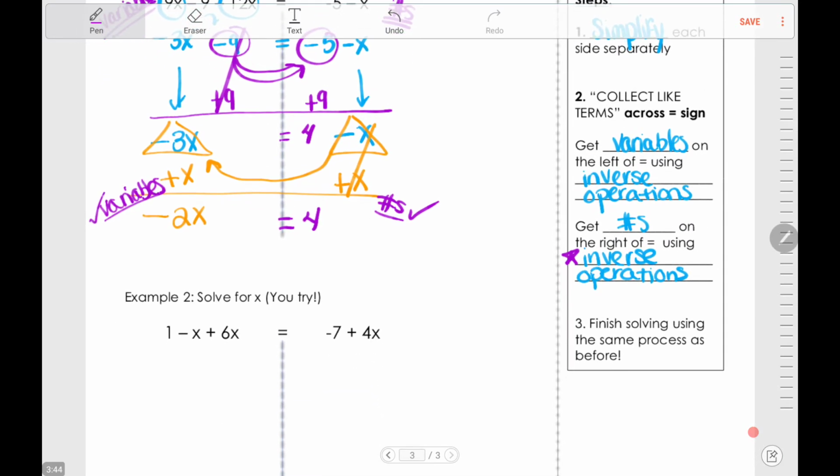I'm ready to move on to step 3, which is just finish using the same solving process as before. So I have negative 2 times x equals 4. I'm going to do my inverse, so instead of times, I'm going to divide by negative 2. And my end result is x equals negative 2. Alright, so what you're going to do now is you're going to try example number 2. I know this is tough. Try it out, get an answer, and then when you're done, you're going to watch the rest of the video to see if you got it right.